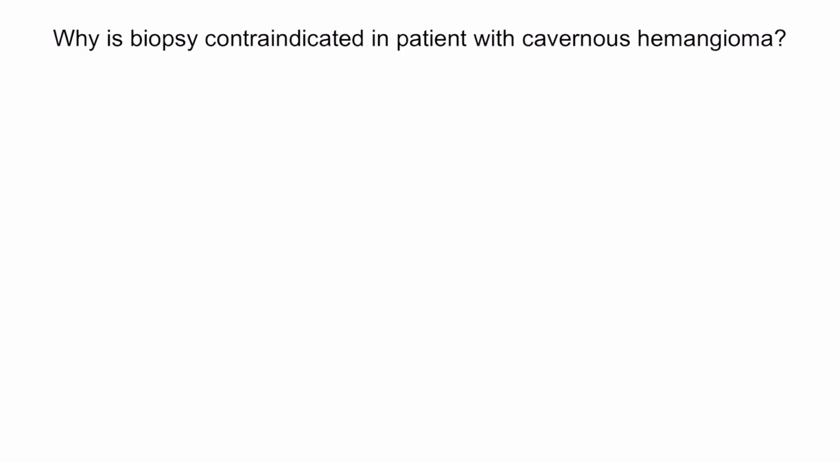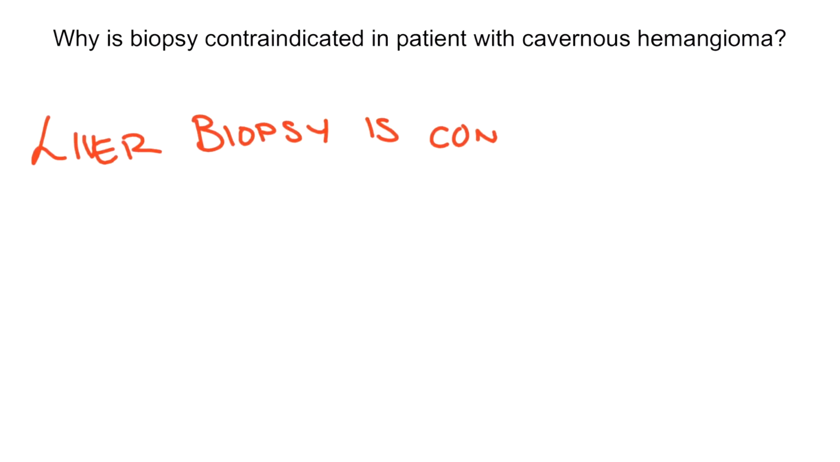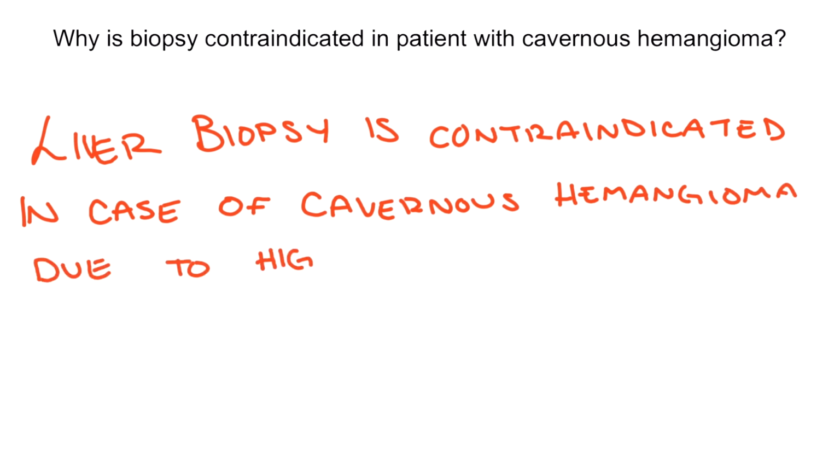Why is a biopsy contraindicated in a patient with cavernous hemangioma? The reason why biopsy is contraindicated in a patient with cavernous hemangioma is the risk of severe bleeding during biopsy. The definitive diagnosis of cavernous hemangioma requires multiple imaging modalities such as hepatic ultrasound, CT, or MRI.